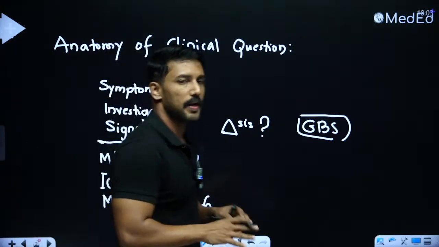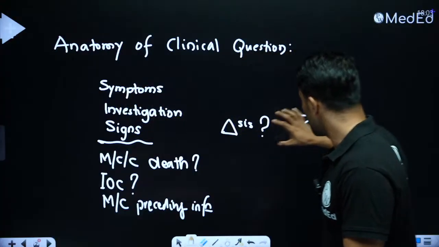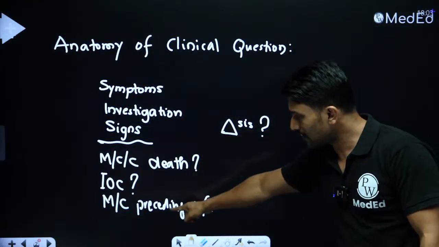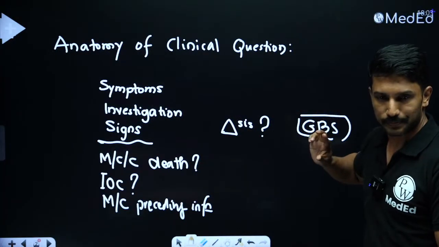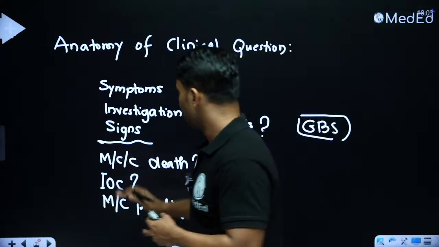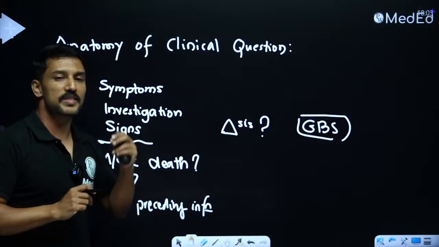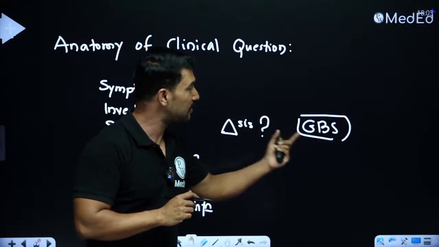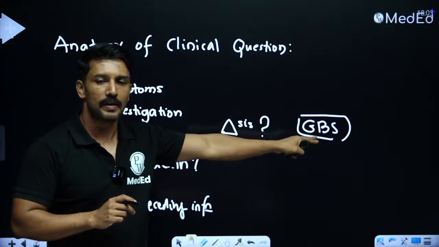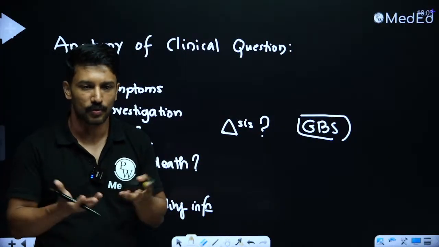So examiners are primarily trying to test whether you can navigate through this information to reach the diagnosis. You will be able to answer the rest only when you reach the diagnosis. You might have read everything well about GB syndrome. You know the most common cause of death, the investigation of choice, and the most common preceding infection. But if you're not able to recognize that this whole story is about GB syndrome, then all that knowledge goes to waste in your exam, right? You will not be able to get to the right answer.